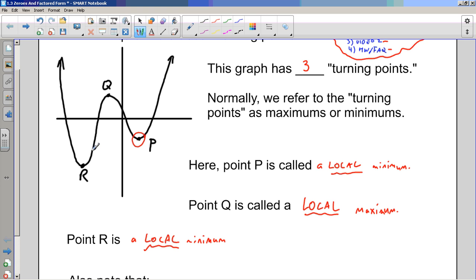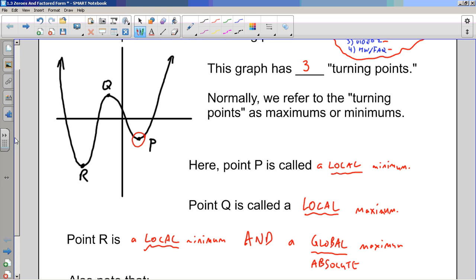But it's also the overall minimum. This is the lowest that this graph goes, is R. So it's also a global maximum. Another word for this word global might be absolute maximum.